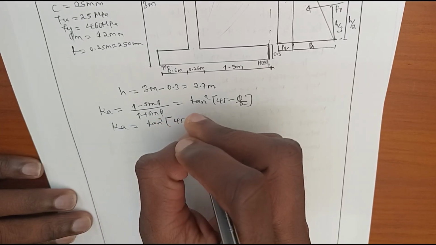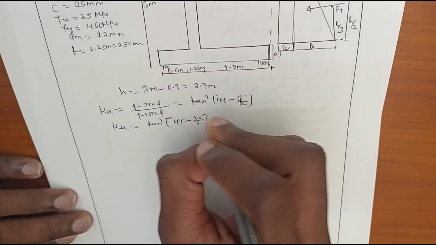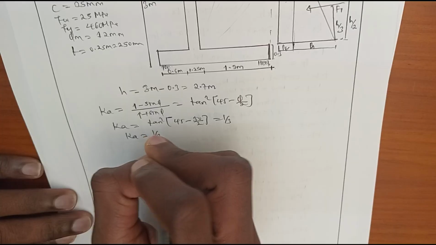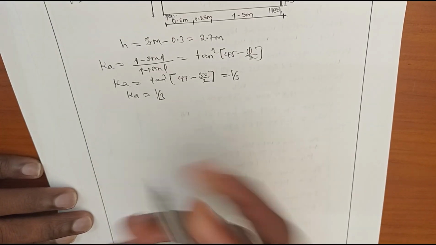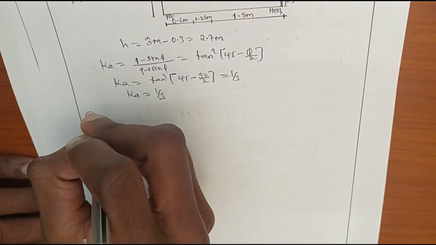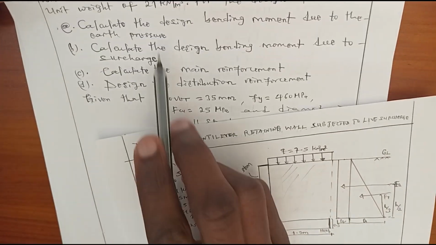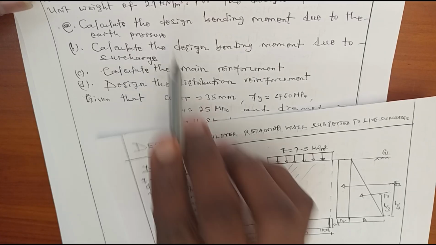Now coefficient of active pressure will be equal to tan square 45 minus 30 divided by 2. It will be equal to 1 over 3. So the coefficient of active pressure is 1 over 3. Now let's go directly to the design. For A, we are required to design bending moment due to the soil pressure.